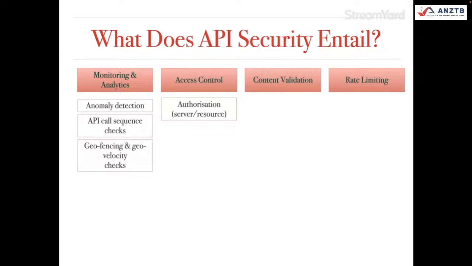Another thing is access control. There has to be a mechanism for authorization. So you should have a valid header and a valid security token on both sides. First we check on the client side, then on the server side. Then those rules have to be defined. So there are certain API policies.